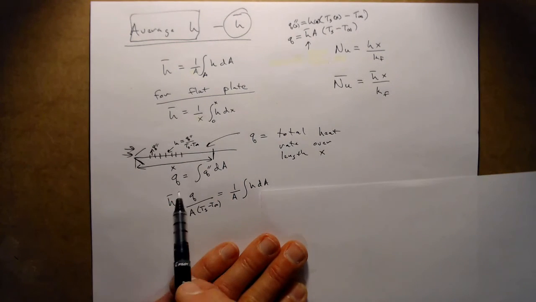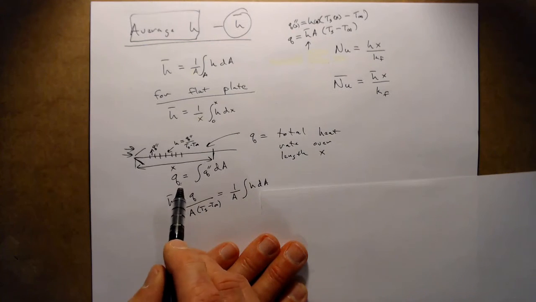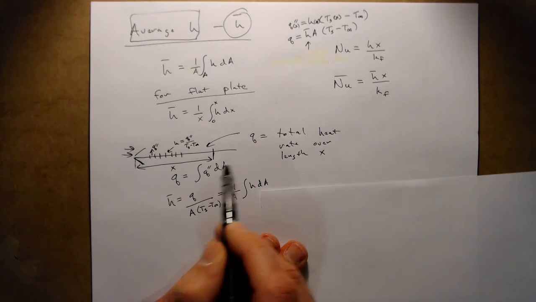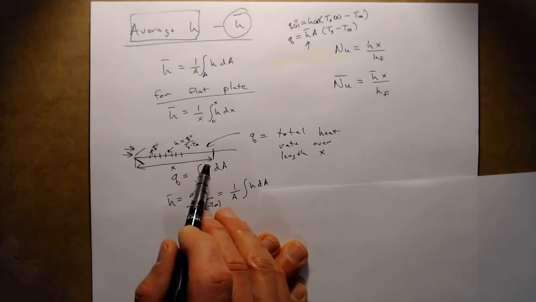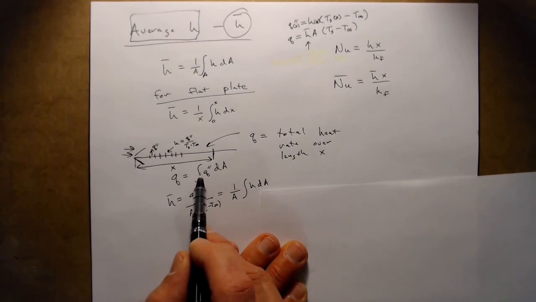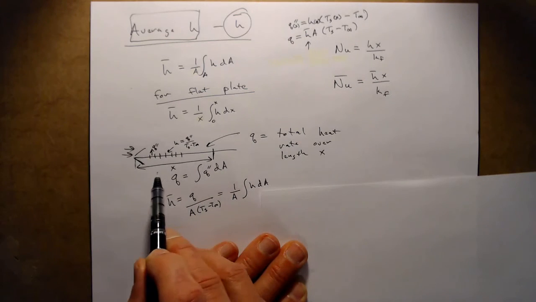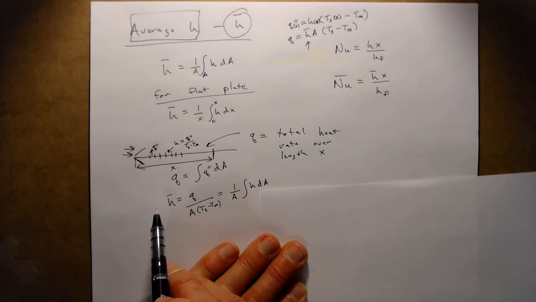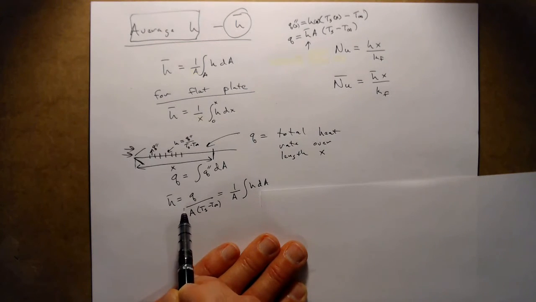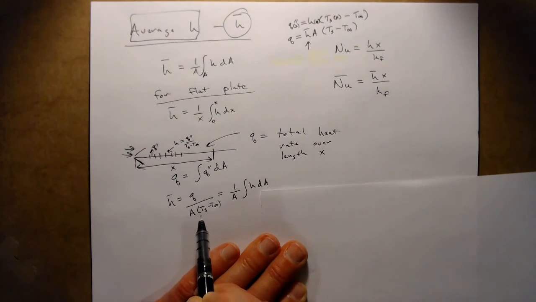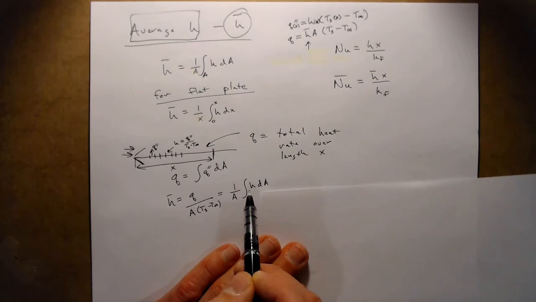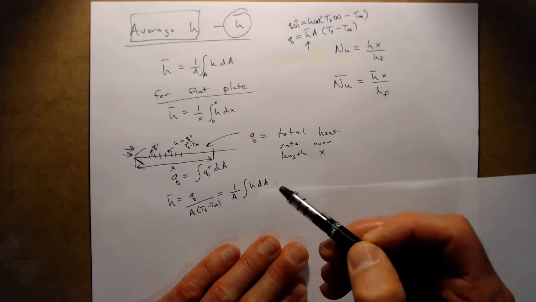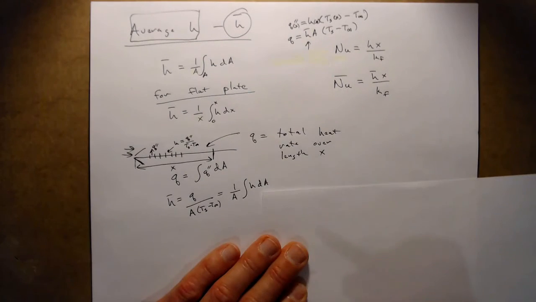So we could say, for example, now if I ask you what is the total heat rate, what's the total heat lost over the length x, then we would say that heat rate is equal to the integral of the heat flux over this length over A. And we could define h bar again as the total heat rate divided by A times the temperature difference, or 1 over A times the integral of h dA.